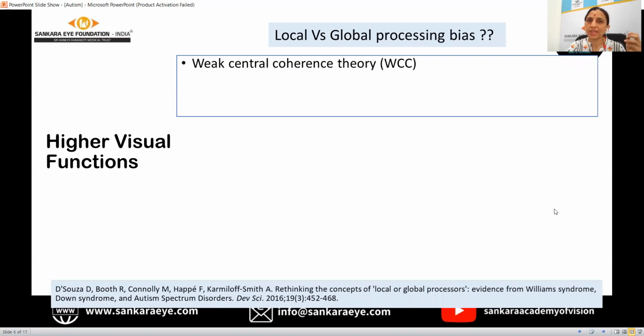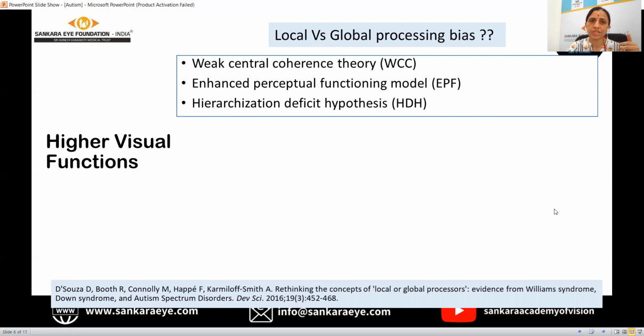So this could be because of weak central coherence theory, or it could be explained by enhanced perceptual functioning, or because of the hierarchization deficit hypothesis. The most accepted is the enhanced perception. There's an interesting study done by D'Souza et al.